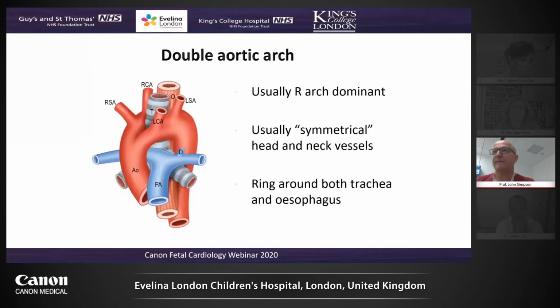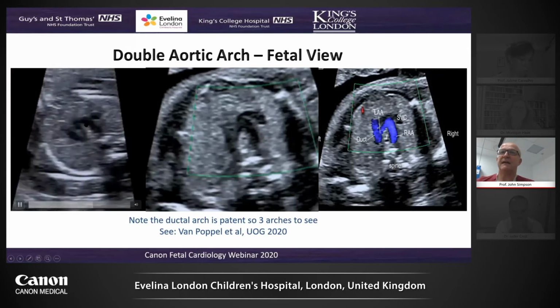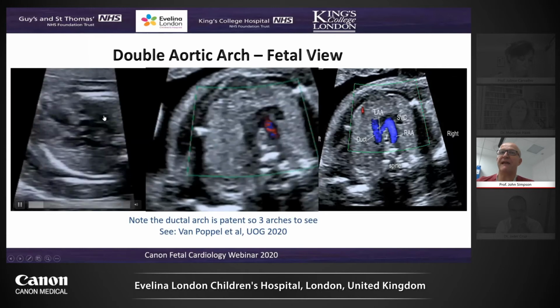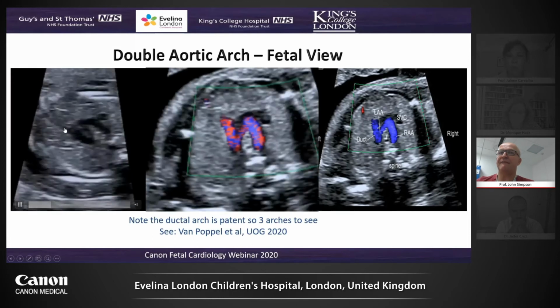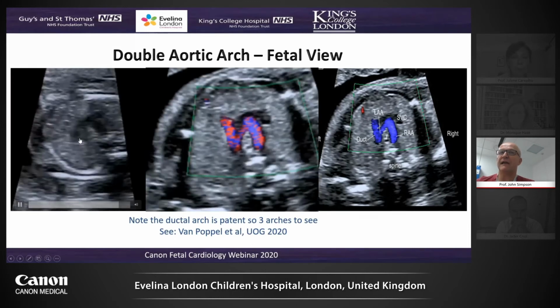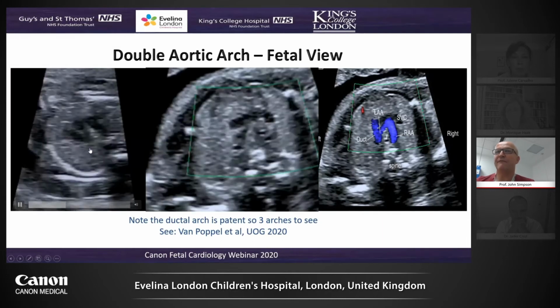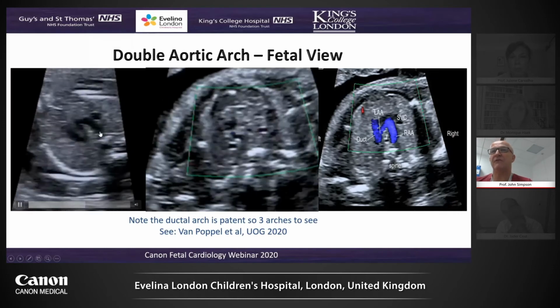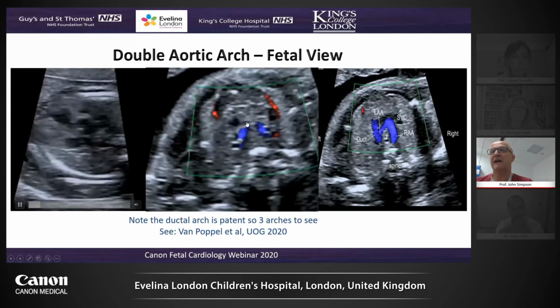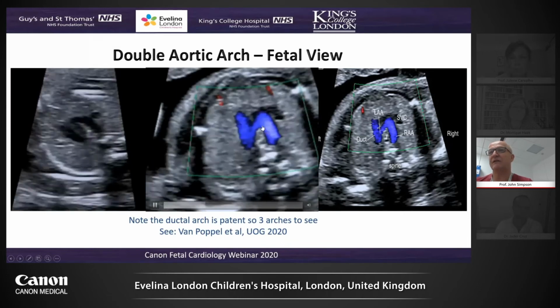Double aortic arch usually has a dominant right arch. There are usually symmetrical head and neck vessels as you scan upwards, and again with a similar effect as we've discussed. So here what we're seeing is a right arch. So you have the SVC, a right arch, a smaller left arch, and a left pulmonary artery and duct. So if you like, you get a sort of four-vessel view. There's an SVC and then three arches to see: SVC, right arch, and left duct. And here's the color representation.